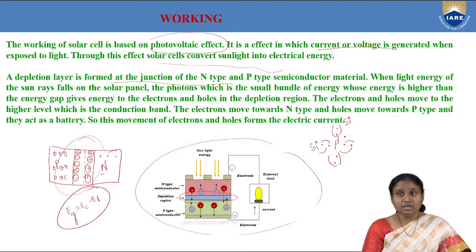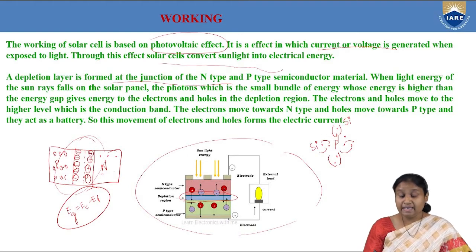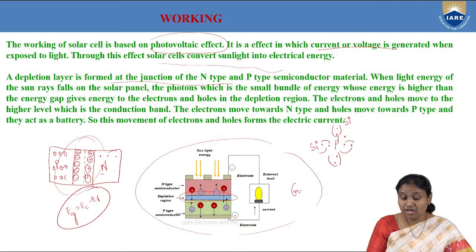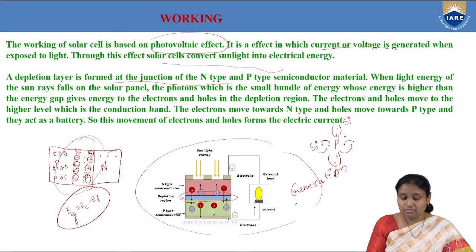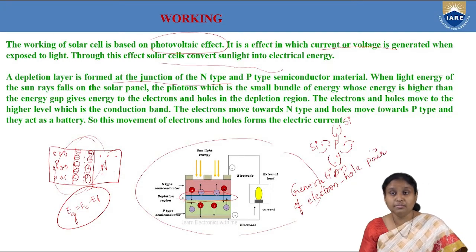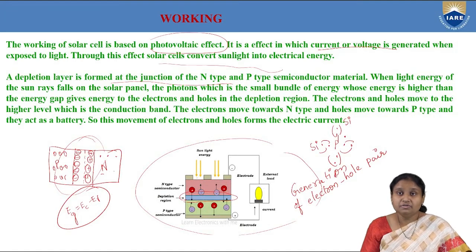Then obviously what will happen now is electrons and holes will move to a higher level. So the process involved is called generation of electron hole pair. Here we have this process of generation of electron hole pair. And what is generation of electron hole pair?